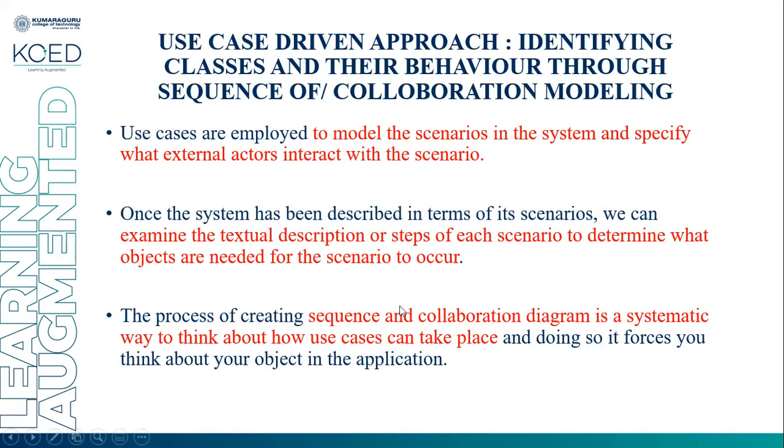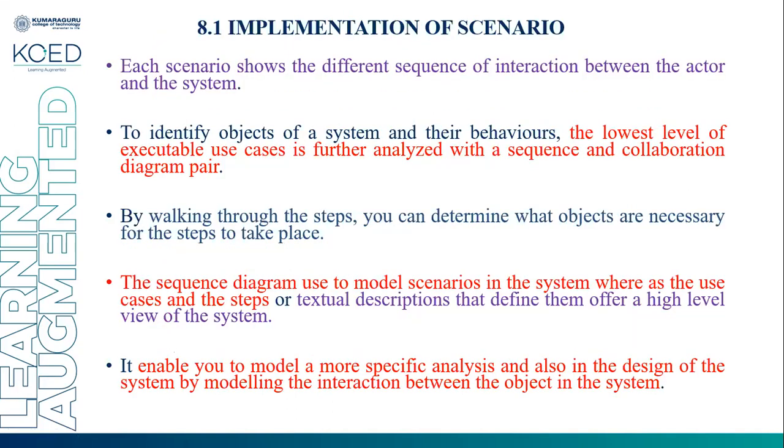The process of creating a sequence and collaboration diagram is a systematic way to think about how use cases can take place, and in doing so it forces you to think about your object applications. You have to go through all the sequence and collaboration diagrams. By using the sequence and collaboration model, you will identify what classes are essential for the particular system. That is a concept. Implementation of scenario.